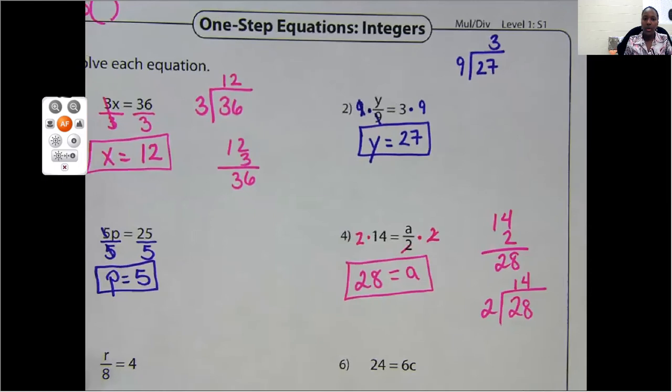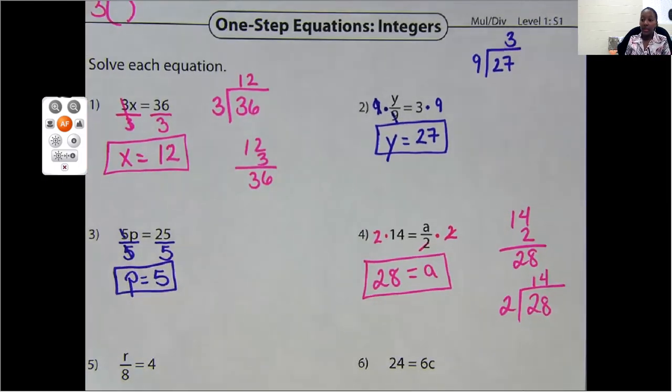Okay. All right. So ladies and gentlemen, again, you're doing the opposite operation, the inverse, to solve for these problems.